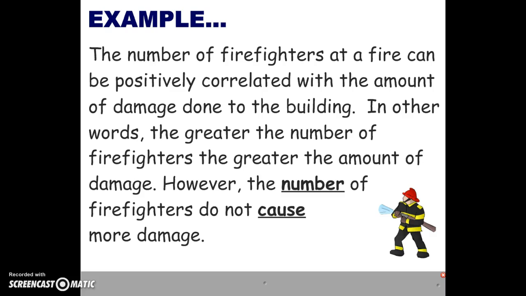The number of firefighters at a fire can be positively correlated with the amount of damage done to the building. So the greater the number of firefighters, the greater the amount of damage. However, the number of firefighters does not cause more damage. So it's not that the firefighters are showing up and causing the damage, but if there are more firefighters, that's positively correlated to how much damage there is.